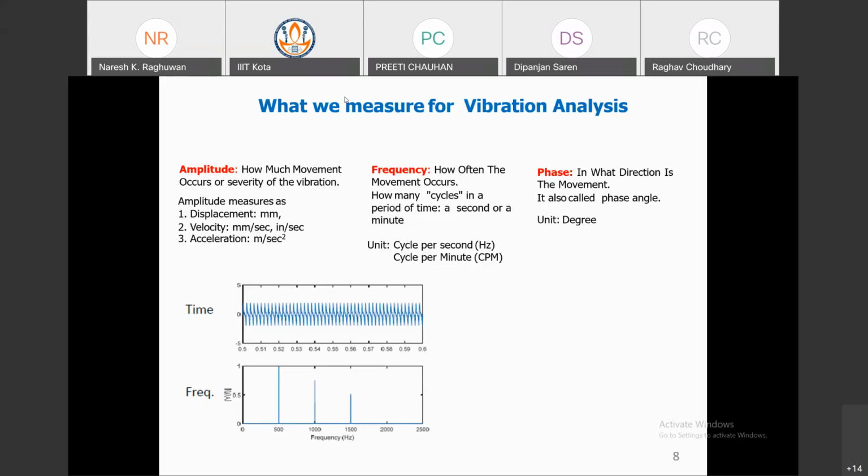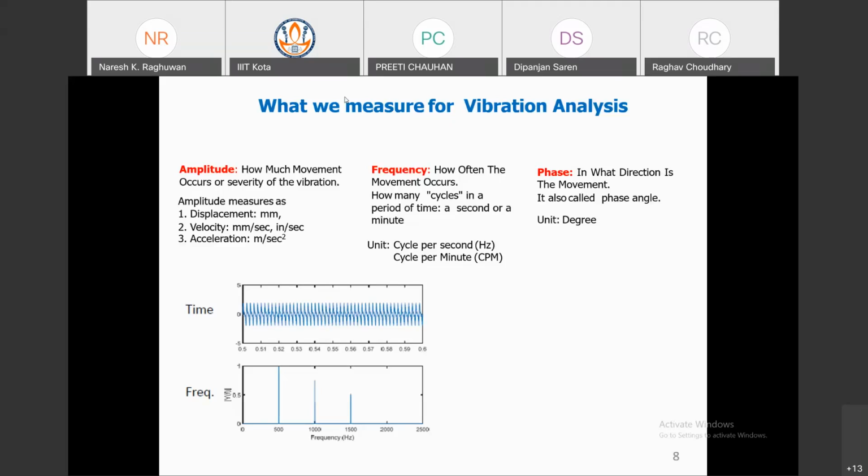Second thing, the frequency. How often the movement occurs, that is the frequency. I will explain why the time domain and the frequency domain. Some frequency is also required to diagnose the fault. So basically we are measuring amplitude, frequency, and phase. Phase is just in what direction the movement is given. Suppose in a rotating machine, in what direction the vibration is occurring, suppose in X, Y, or Z. So the phase will be there.